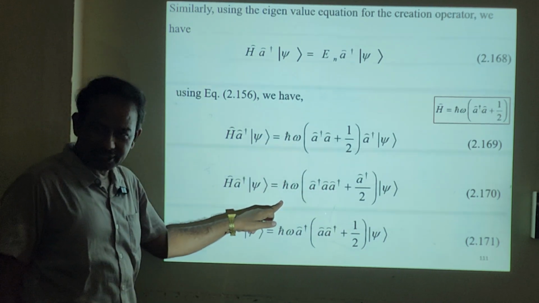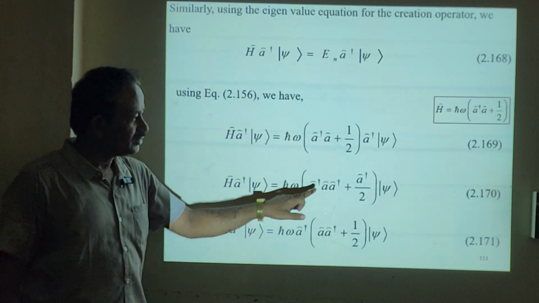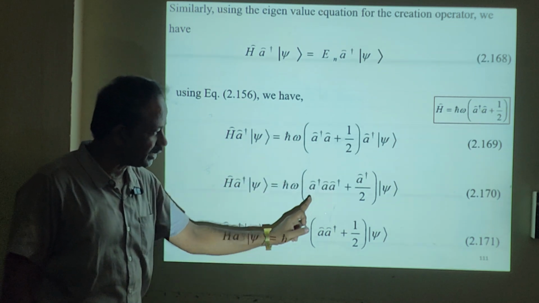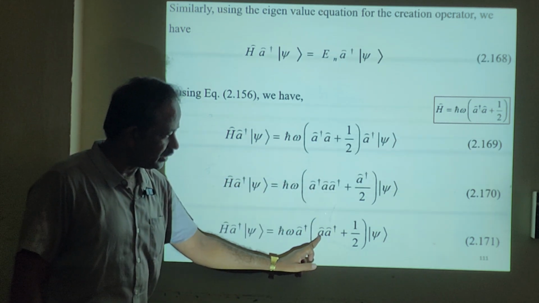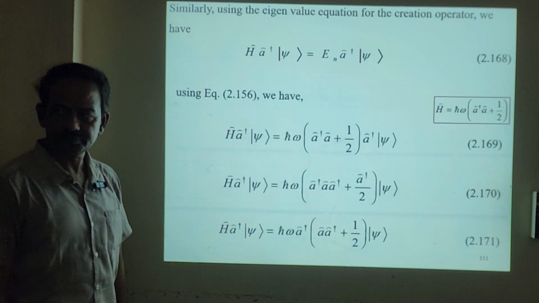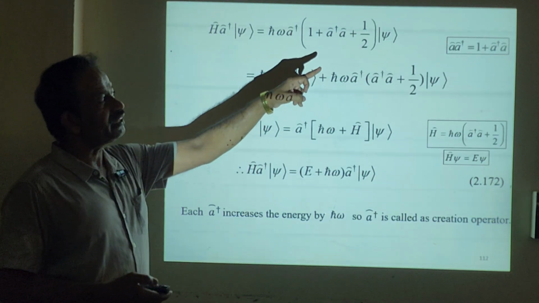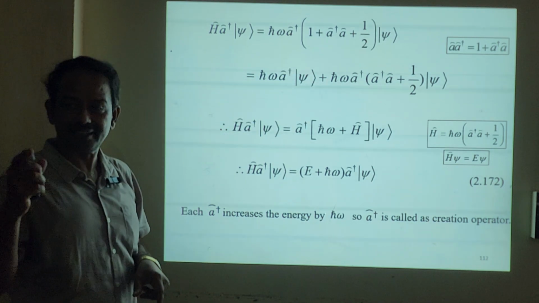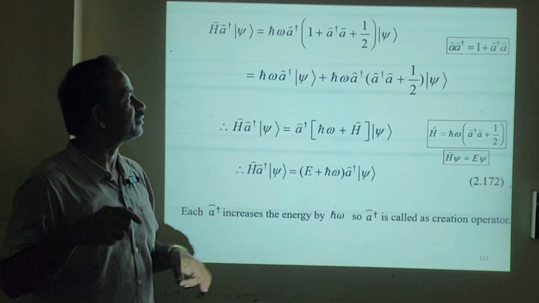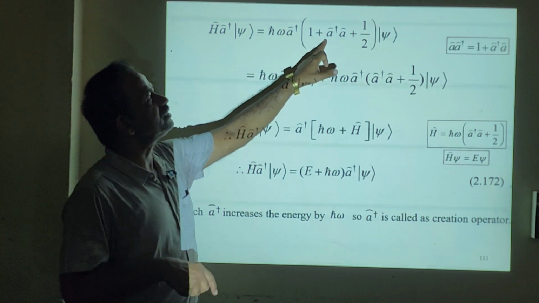This A dagger comes here and this A dagger by 2. You pull A dagger to the left. The same technique. So A dagger left. So that will give you A dagger. The remaining thing will be A dagger A plus 1 by 2. Is it okay? So we can write A A dagger equal to 1 plus A dagger A using that expression. A A dagger is equal to 1 plus A dagger A.